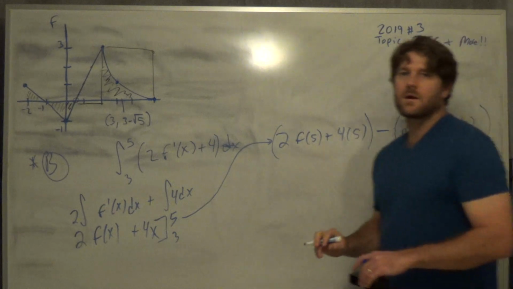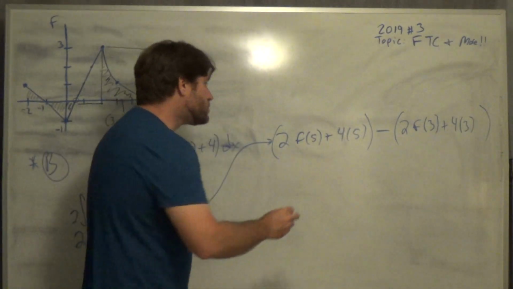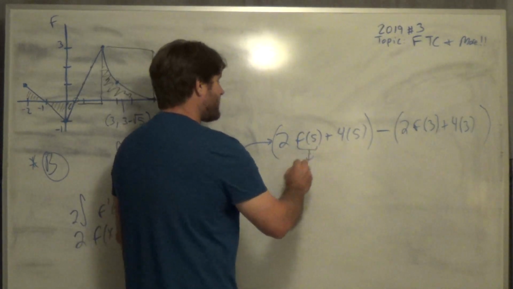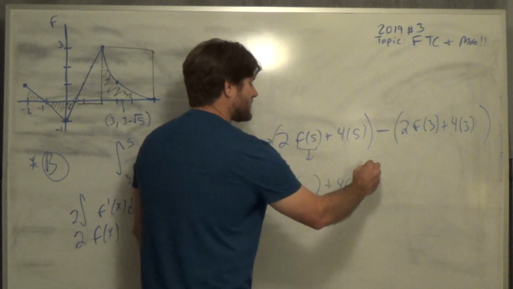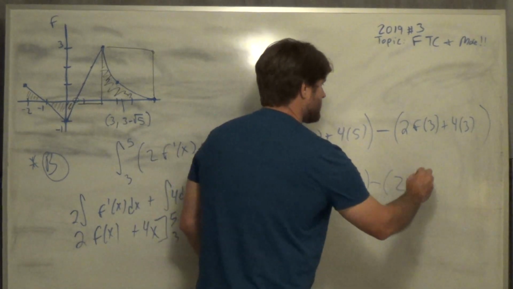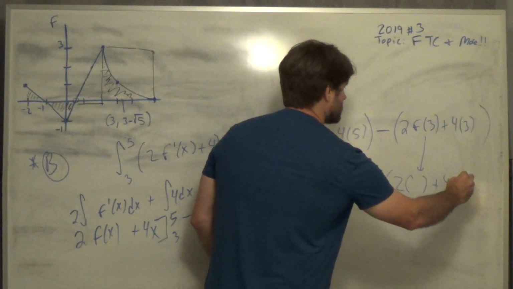Now remember, this is America, a great country where you do not need to simplify things, but you do have to simplify this. F of 5 is not a number. I'm going to leave everything else. I don't care to simplify it. No one's going to make me. But again, I've got to find out what those two values are.